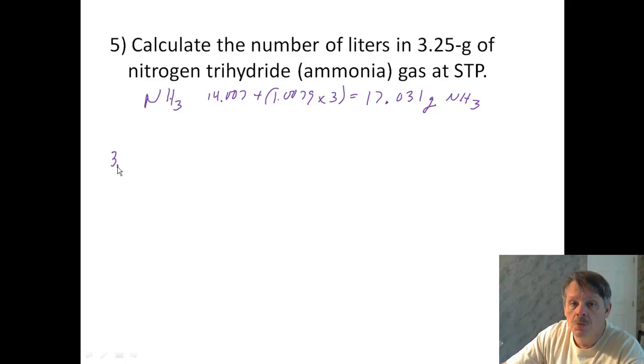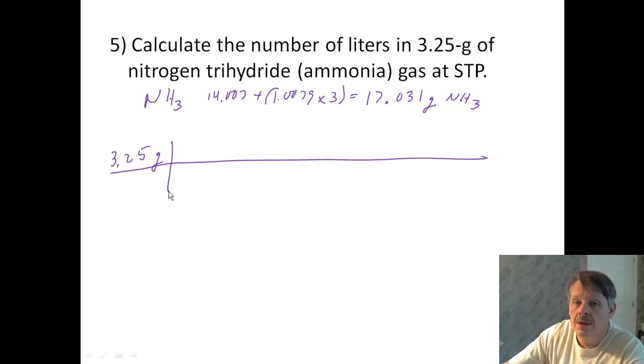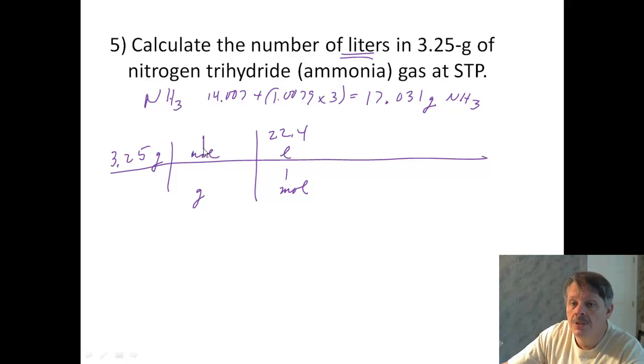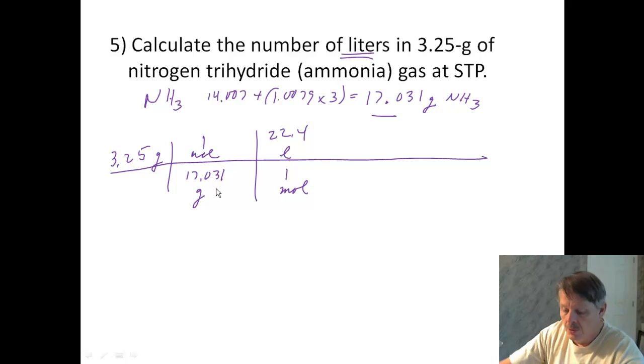So let's go and do the problem that I have. I have 3.25 grams of NH3, and I'm going to convert from grams of NH3 to moles of NH3. And then I'm going to convert from moles of NH3 to liters of NH3, because liters is what I'm trying to figure out. Well, there are 22.4 liters in 1 mole. That's easy. And I figured out that there are 17.031 grams of NH3 in 1 mole. So when I actually multiply this all out, I get 4.27 liters of NH3.